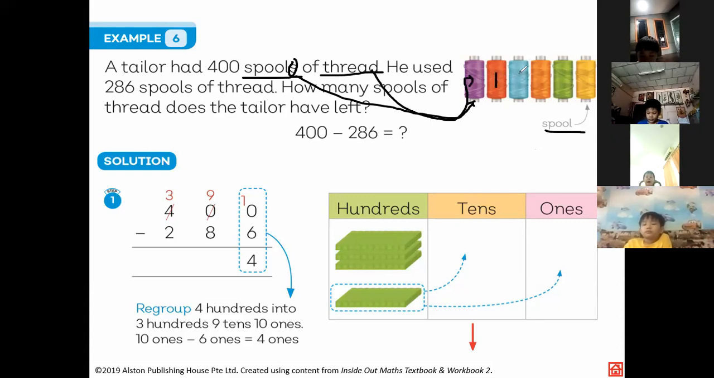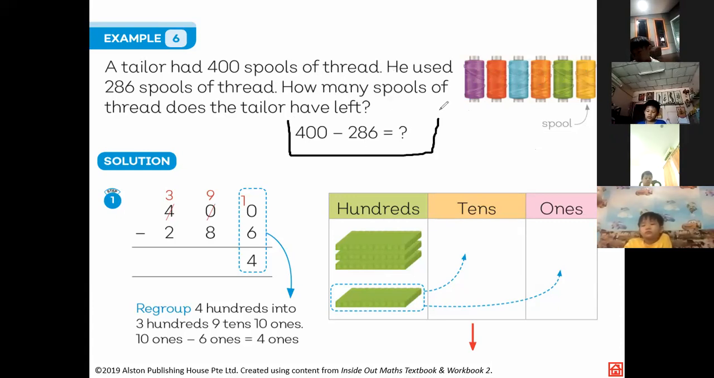So these are threads, okay? Those are threads with different colors. So here's the solution. That's going to be 400 minus 286. So here's the solution. First one, step number 1. We will subtract the number in ones place, okay?